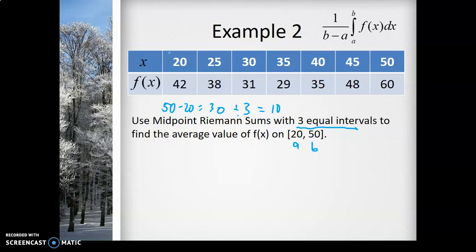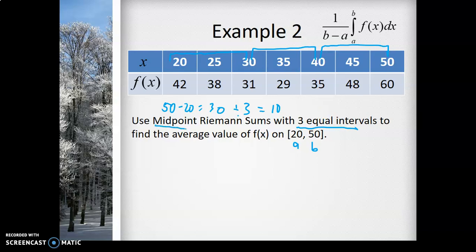So my first interval is going to go from 20 to 30. My next interval is going to go from 30 to 40. And my final interval is going to go from 40 to 50. So those are my three intervals, 20 to 30, 30 to 40, 40 to 50. They're equal. Each interval has a width of 10.